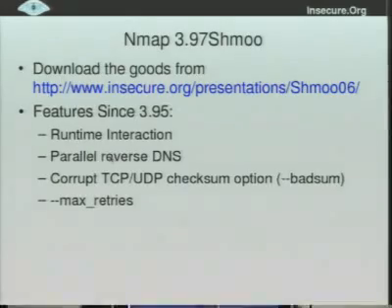There's the parallel reverse DNS that we talked about. Corrupt TCP and UDP checksums. This is one that I didn't have time to really go into, unfortunately, during the talk, but it's a new feature that says, Nmap, whenever you send a port probe, just send a bogus TCP or UDP checksum with it. That can be very useful because pretty much any end destination host, even a Windows machine, will check the checksum and not respond if it's bogus.